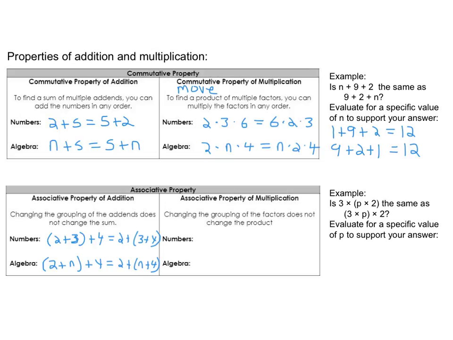All right. Now we also have an associative property of multiplication. Changing the grouping of the factors does not change the product. Again, that means you can multiply in different orders and it won't matter. So that would look something like this. I might have, in parentheses, 2 times 3, times 4, but that will be the same as 2 times 3 times 4.